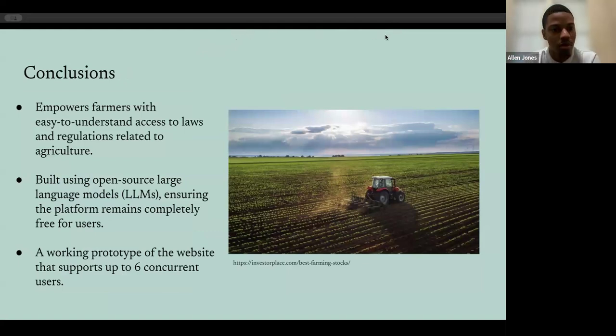And then wrapping up, we wanted to empower farmers with easy-to-understand access to laws and regulations. We used a completely open source LLM, ensuring that the platform remains free and it's easy for Growing Cultures to work with. And our current prototype supports up to 6 users at a time.